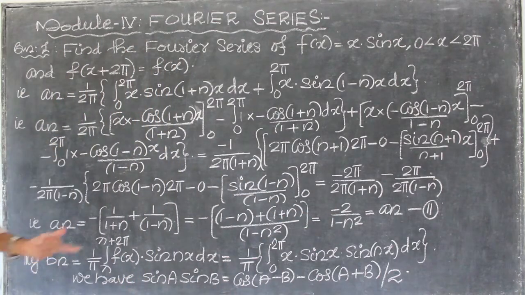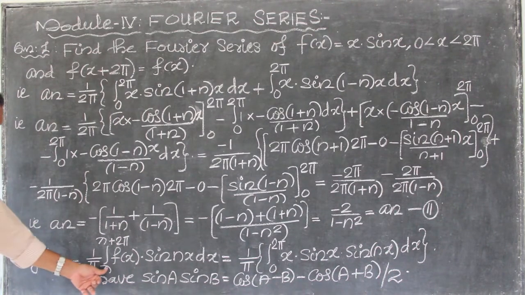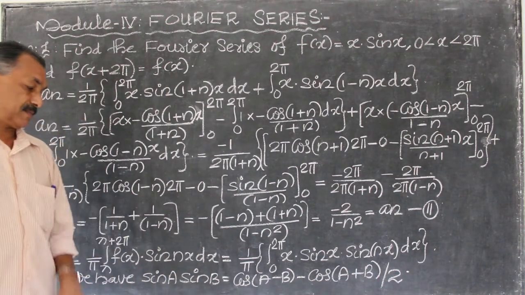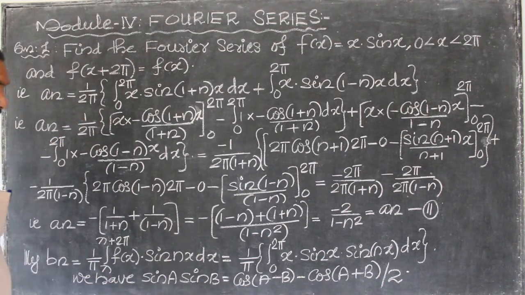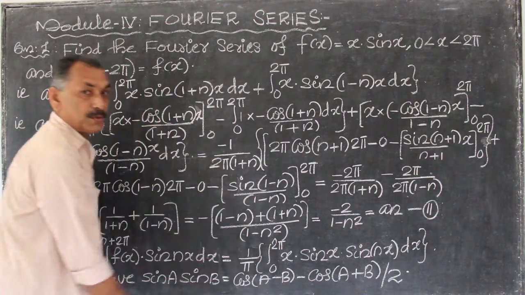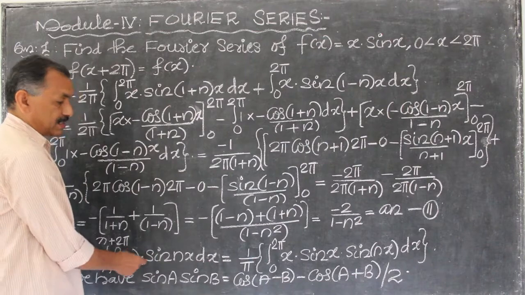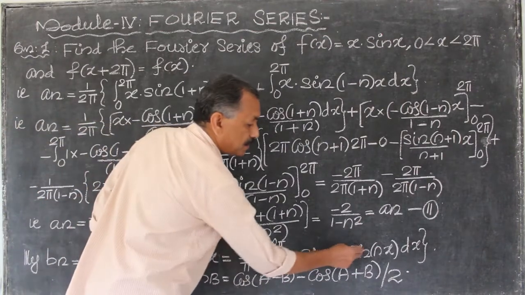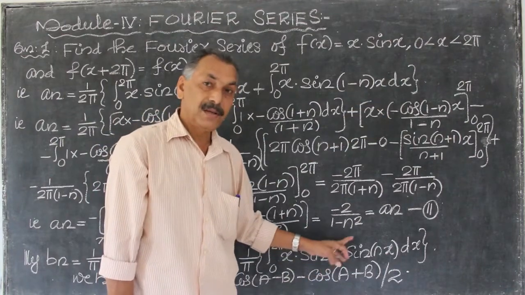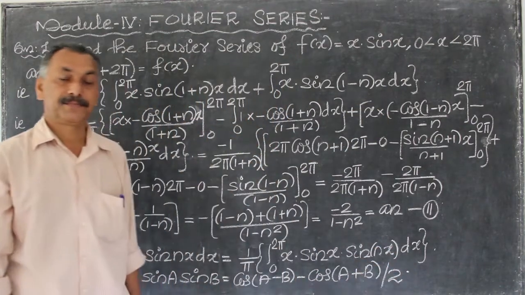Similarly, what about bn? Bn is equal to 1 by pi integral lambda to lambda plus 2 pi f of x into sin nx dx. That is 1 by pi integral 0 to 2 pi f of x. What is f of x? x into sin x into sin nx dx.